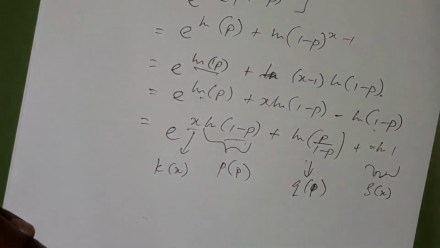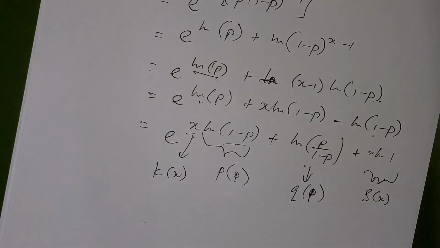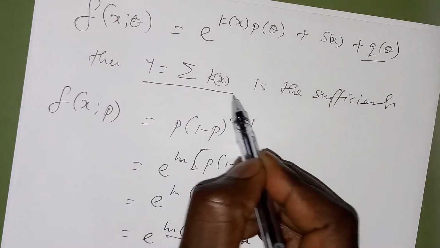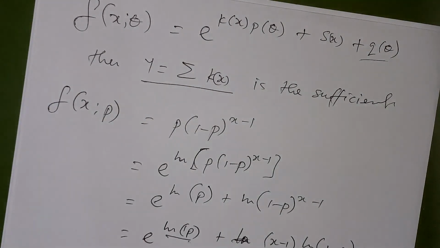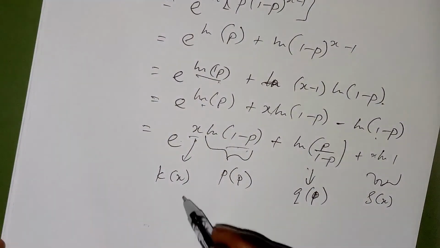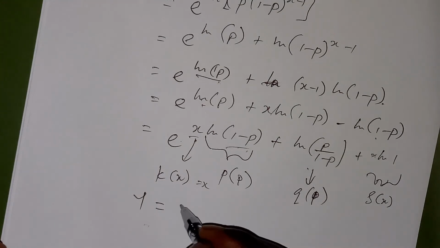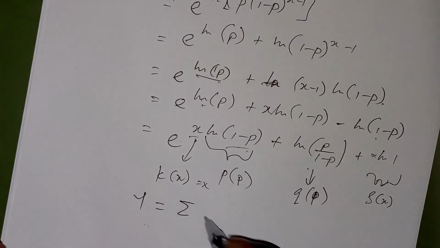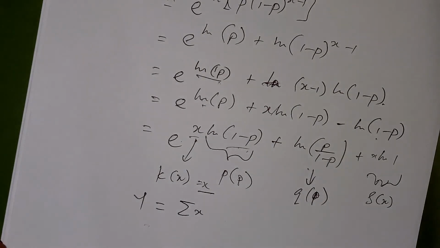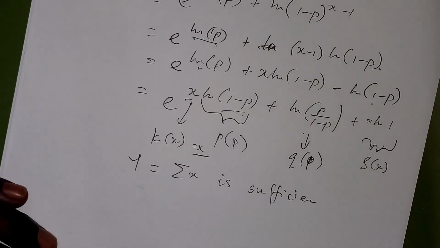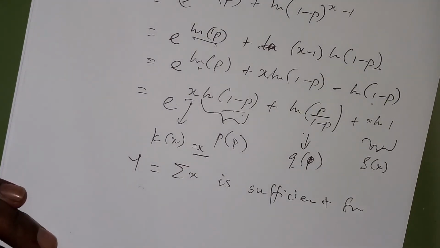All right, so like what we said here, we said y is equal to summation of k(x) is the sufficient statistic. Here our k(x) is equal to x, so you can say y is equal to summation of k(x), which is x, is the sufficient statistic. So it means y is equal to summation of x is sufficient for p.